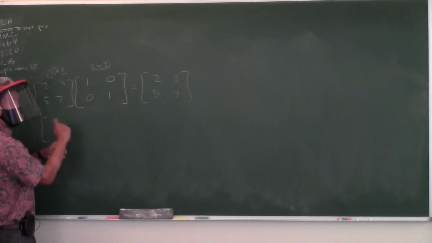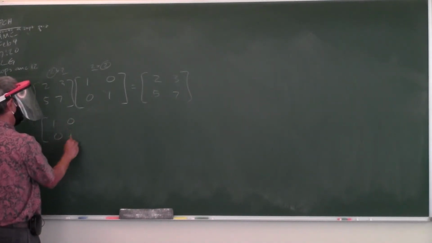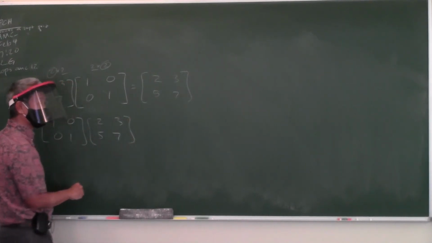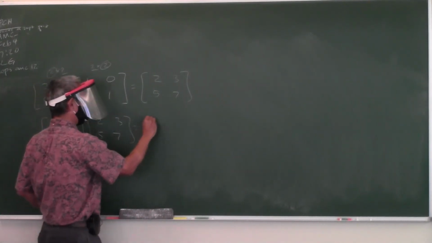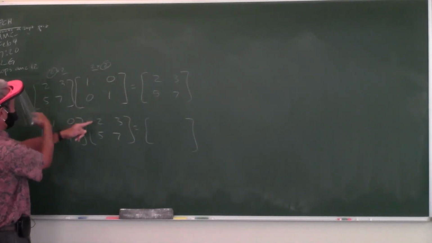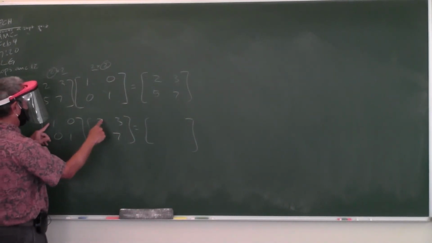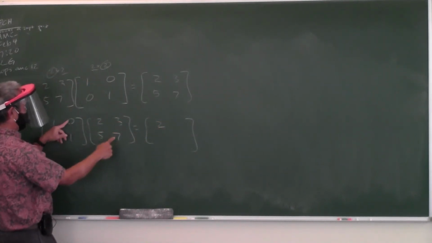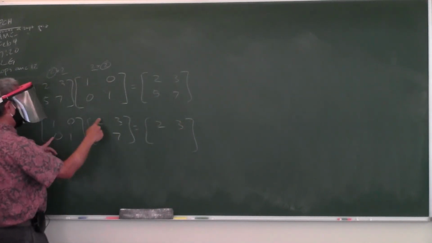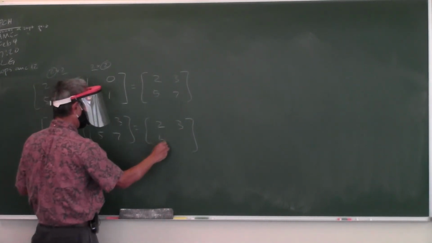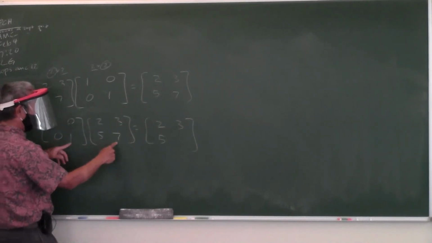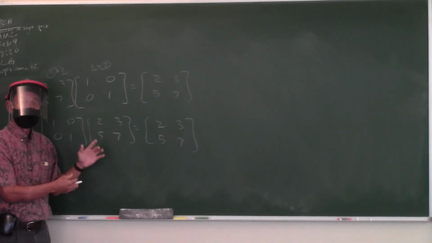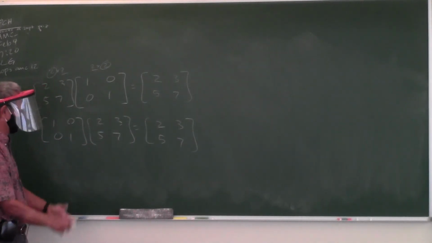What if you were to commute it like this? Mr. Park, you said the commutative property doesn't hold in general. Yes, but there are certain cases where it does hold. Well, let's try this. So what if you were to switch them? 2 plus 0. 3 plus 0. 0 plus 5. 0 plus 7. Hey, it worked. So this is one of the special cases where the commutative property does work.